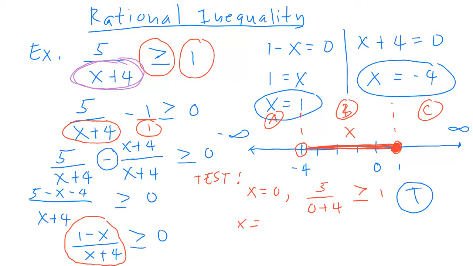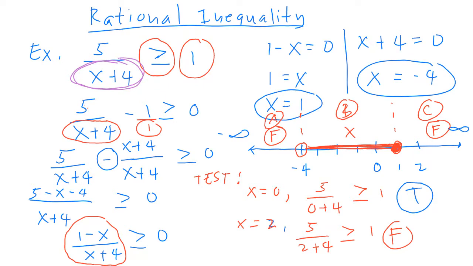So let's say the value in that region would be 2. So we can try x is equal to 2, so that should be 5 over 2 plus 4, greater than or equal to 1. So that's 5 over 6 because 2 plus 4 is 6. So 5 over 6 greater than or equal to 1. The answer is false. So obviously that's false as our answer. So false here, and then false also in region A. You can test that also by plugging in probably negative 5. Of course, that would be false.